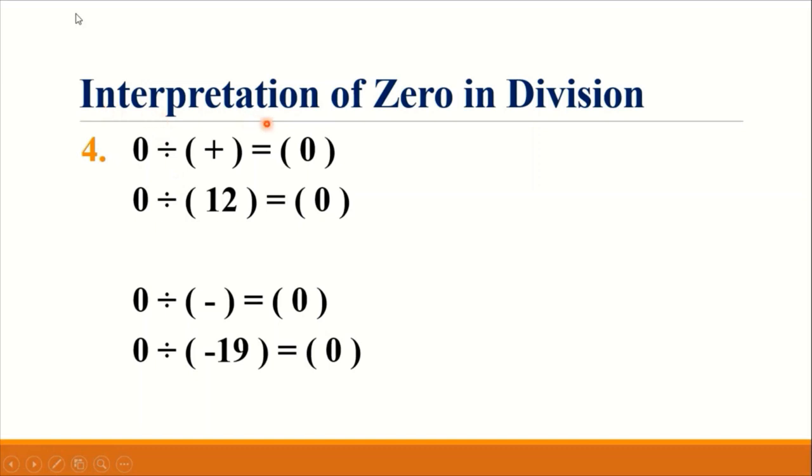Let us discuss interpretation of 0 in division. When 0 is divided by any positive number, answer will be always 0. For example, 0 divided by 12 is equals to 0.